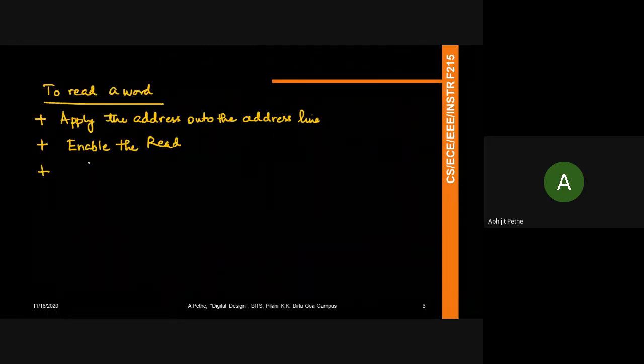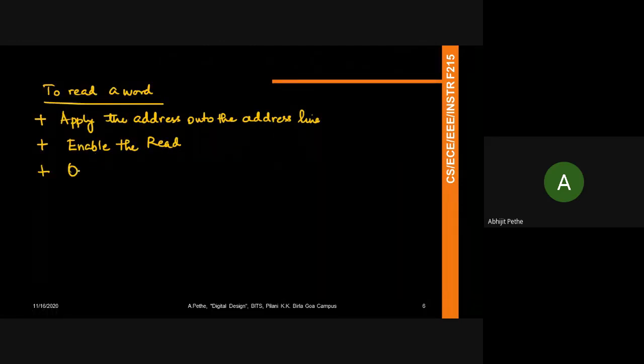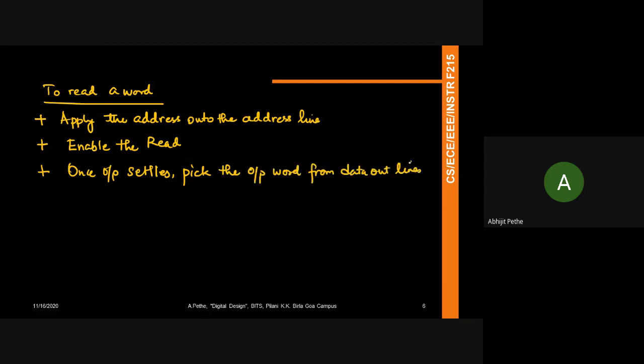So once you enable the read, then once the output settles, you can pick the output word from the data out lines, right? So again, a flip-flop is a good proxy for how a memory works, because eventually all these are going to be made up of flip-flops, right? So what you essentially want to think about is that your address should be settled completely, then enable read.